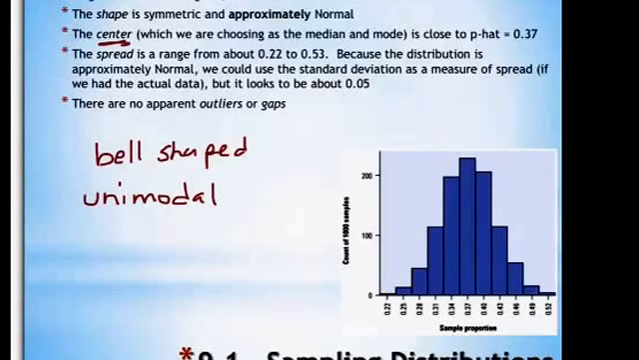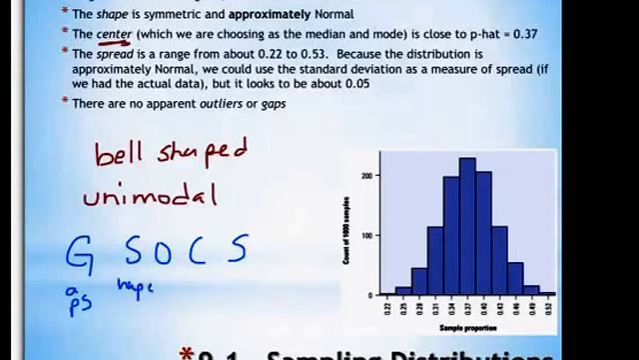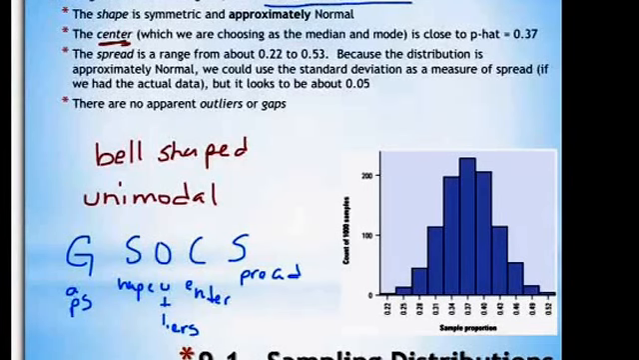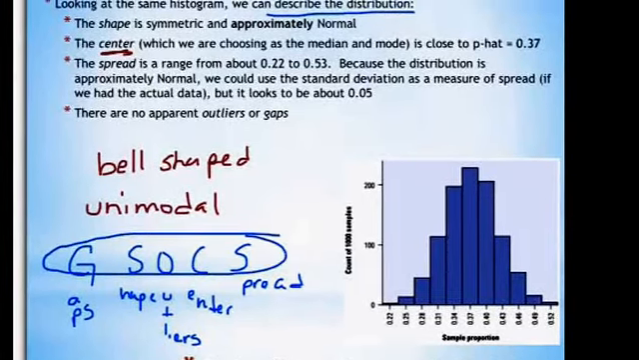Remember when we describe these, the acronym I gave you guys to remember is GSOCS, where G represents gaps, S represents shape, O outliers, C was center, and the other S was spread. Remember, these are the 5 things you want to touch whenever they want you to describe a distribution. Whenever you see the words describe the distribution, this is your go-to. This is what you're going to use to describe it.